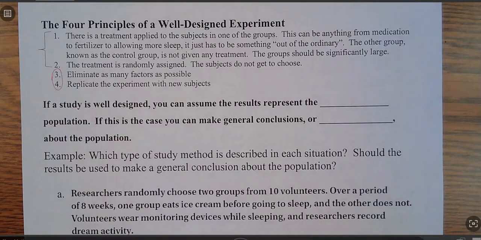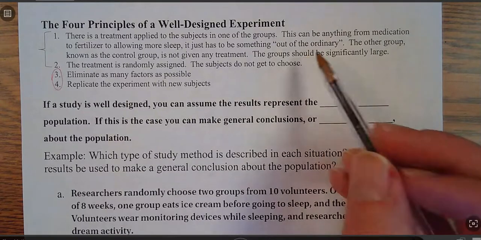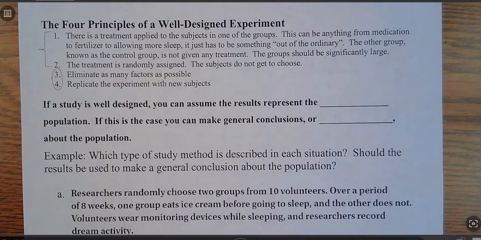So the group should be significantly large. You don't want groups of 10. If you're going to do plants, you want like 200 plants in each group. And if you're doing people, you want large groups of people. 10, 15 people isn't enough.